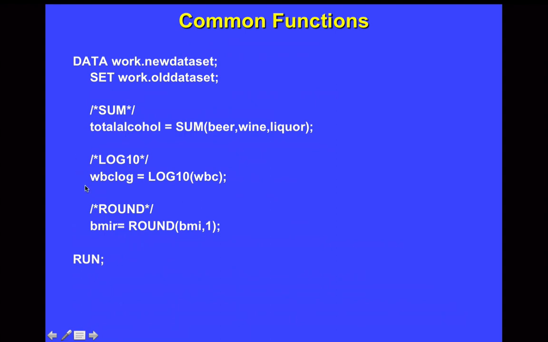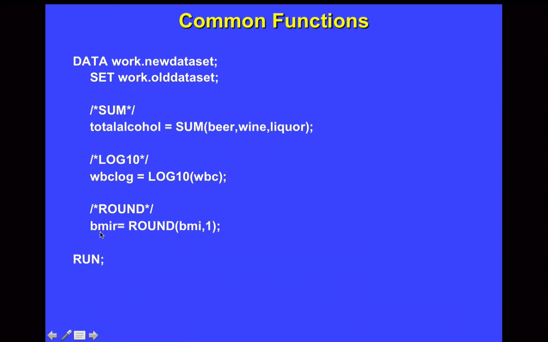In the next example, we're doing a log transformation, so I'm creating a new variable named WBC log. I'm using the log base 10 of the variable WBC. WBC has to be an existing variable in the input data set, in other words, an old data set. And then by using the log10 function, I will get the log base 10 of the value for WBC, and that will be held by the new variable WBC log.